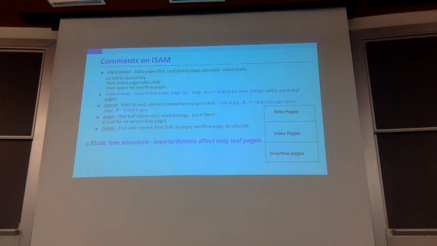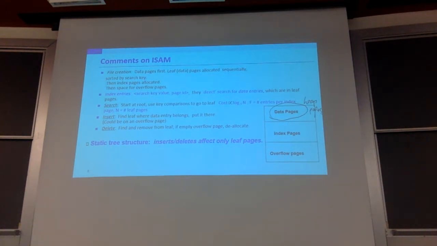So why is this called ISAM, the index sequential access method? That's because of the way it is constructed. Initially you have a bunch of data pages. Sorry, these are the key pages. They contain the actual records, and they are sorted initially.